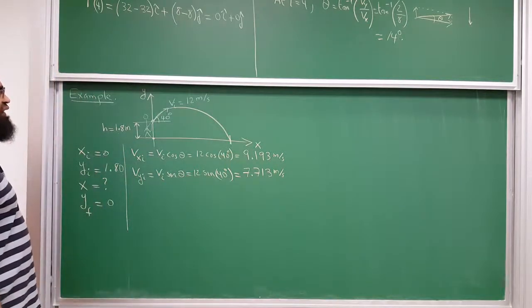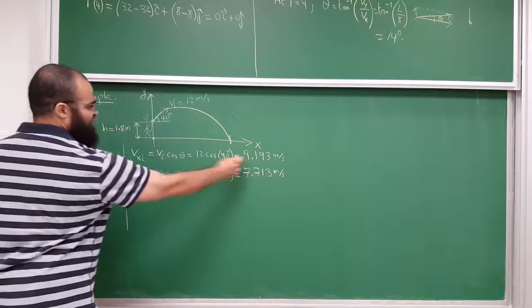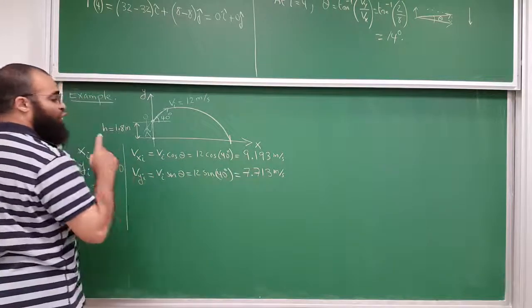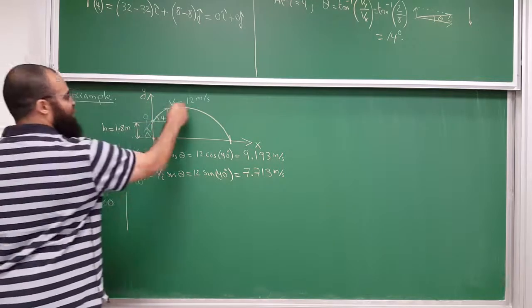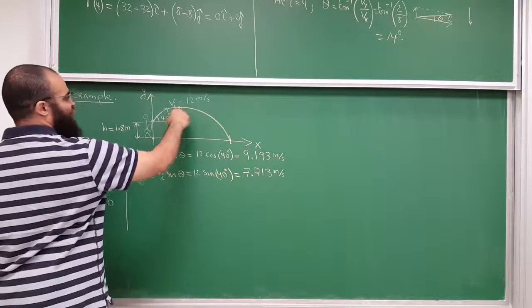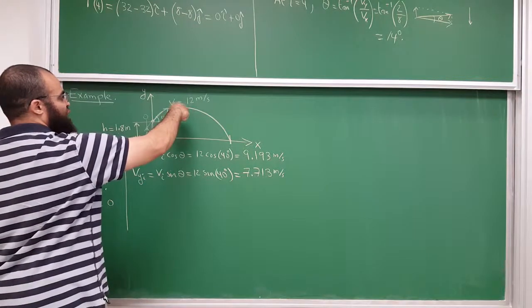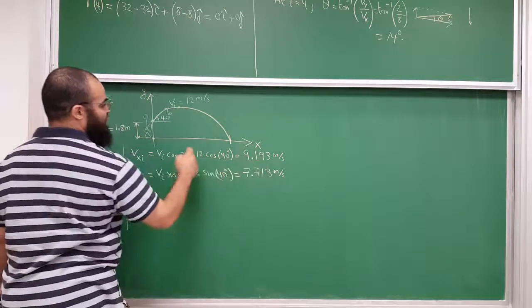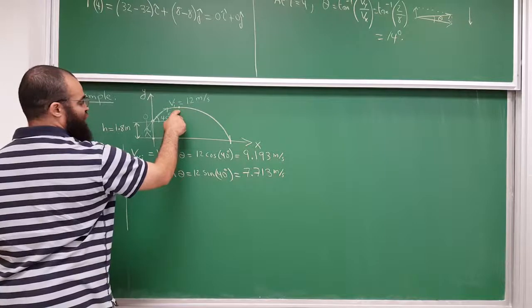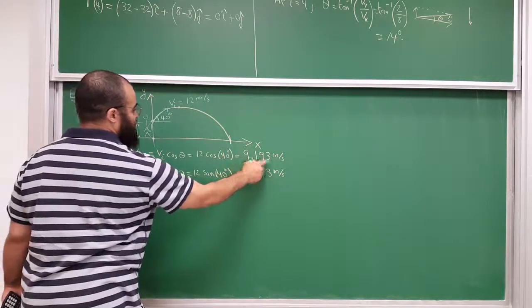Then I would like to know where it landed. Well, I know that there is acceleration in the y direction, but there is no acceleration in the x direction. So the speed in the x direction is 9.193, and it will always remain at 9.193 throughout the motion. So even at the peak, the y component of velocity will be 0 because it's not getting higher and it's not getting lower at the very peak. However, the x component of velocity is still 9.193.